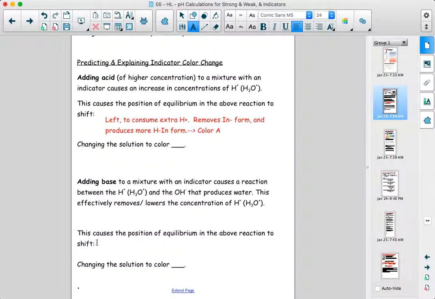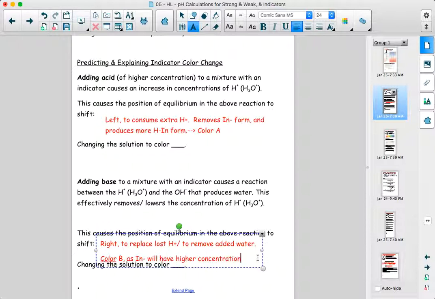So when we add base, we're going to shift right to replace the lost H plus or to remove added water. And we're going to get color B as IN minus will have higher concentration and HIN will be consumed.